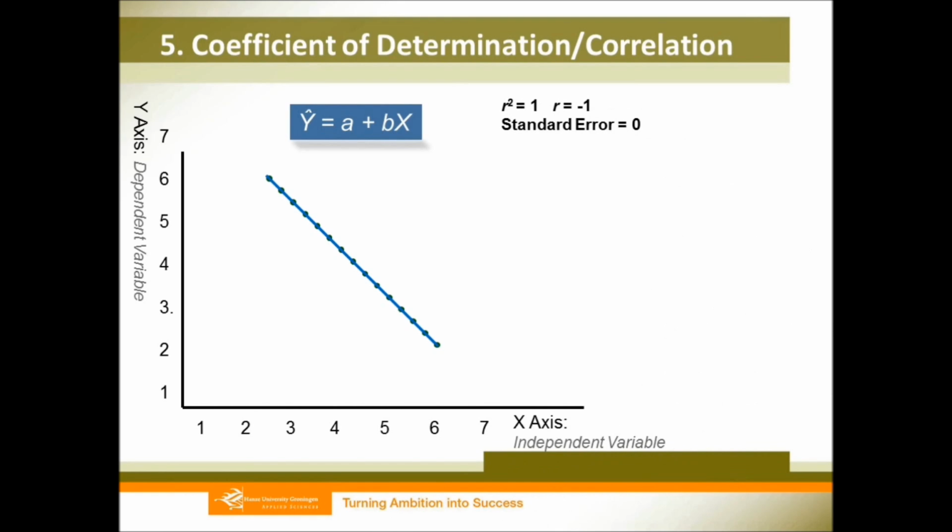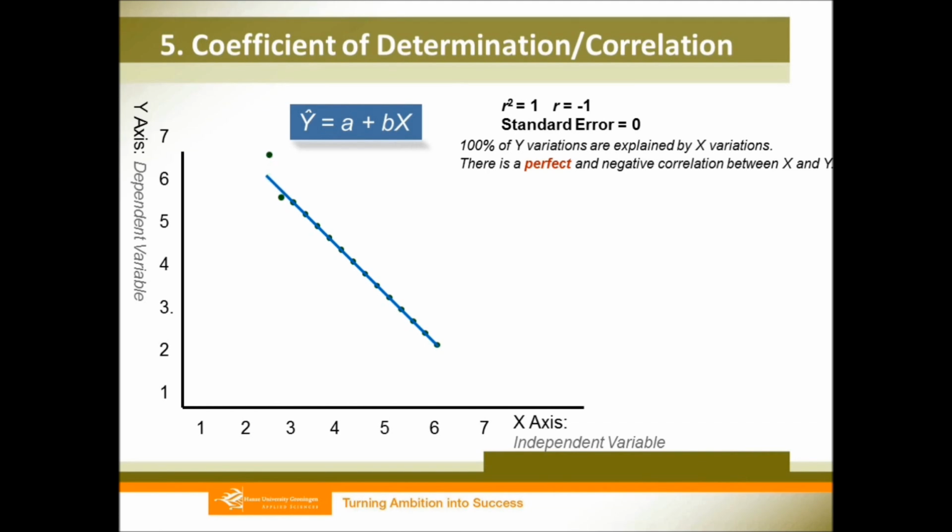So when we want to interpret that, for coefficient of determination, r squared, we say 100% of y variations are explained by x variations. If we want to interpret r, coefficient of correlation, -1, we will interpret as there is a perfect and negative correlation between x and y variables. These are your independent and dependent variables.